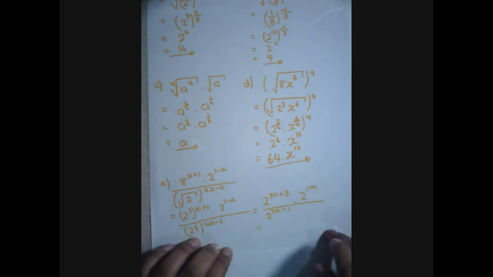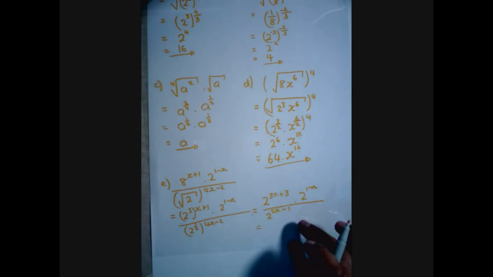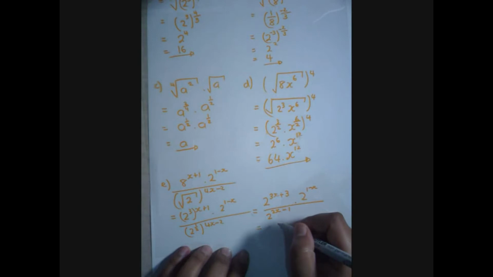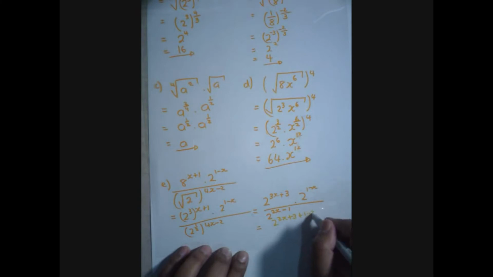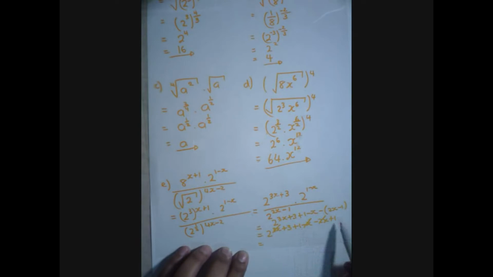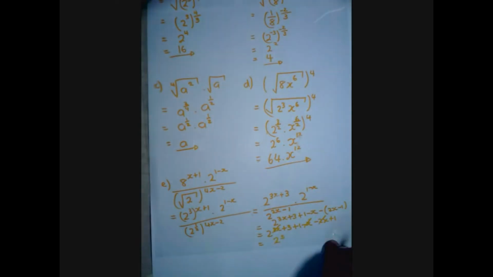Right, so when I come to this, now I just add, because it's only multiplication and division happening, I add my multiplication exponents and I subtract my division exponent. So my answer is going to become 2 to the power of 3x plus 3 plus 1 minus x minus open brackets 2x minus 1. Multiply out: 2 to the power of 3x plus 3 plus 1 minus x minus 2x plus 1. Simplify the x terms and those things cancel out. Then you say 3 plus 1 is 4, 4 plus 1 is 5. So my answer is 2 to the power of 5, which is 32.